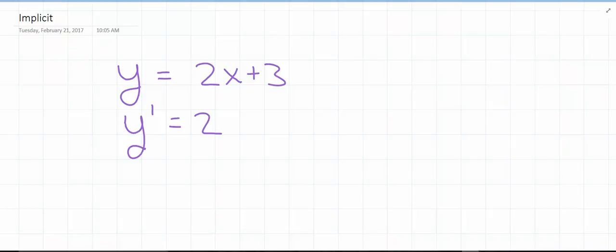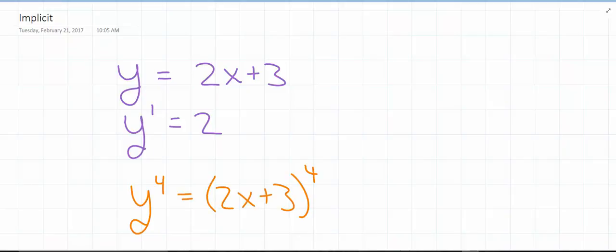Now, I want to play this little game here. I want to say, well, what if I raise both sides to the 4th power? Okay? So if I do that, now I've got y to the 4th on this side. Sorry about that. And over here, I've got 2x plus 3 to the 4th.